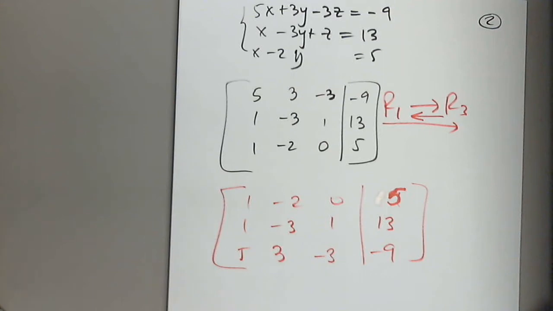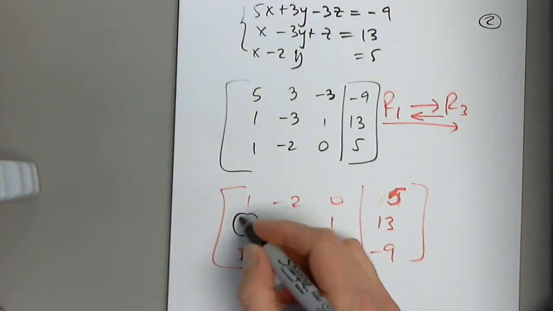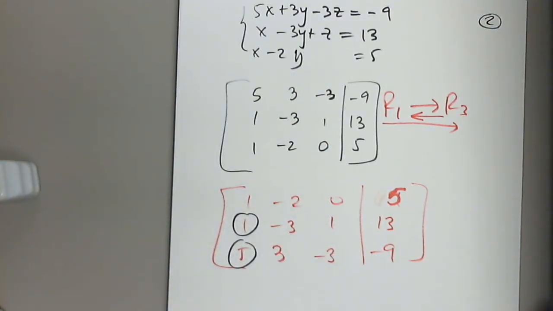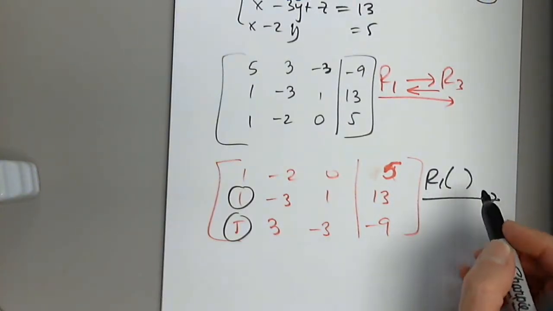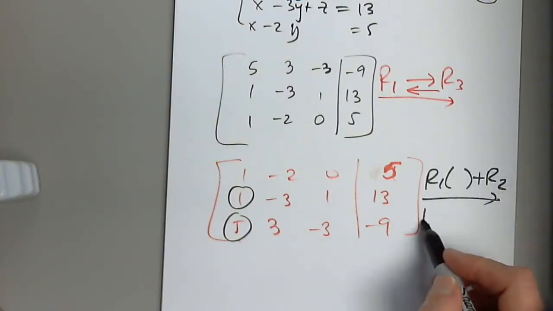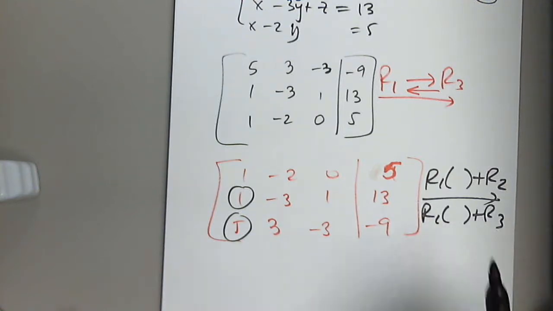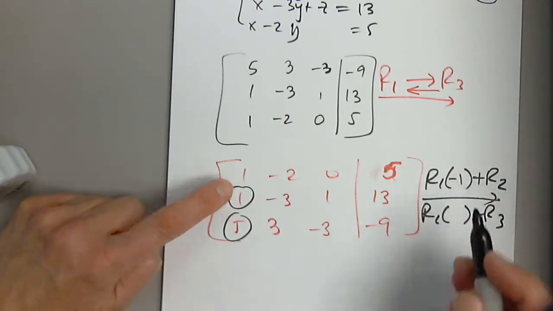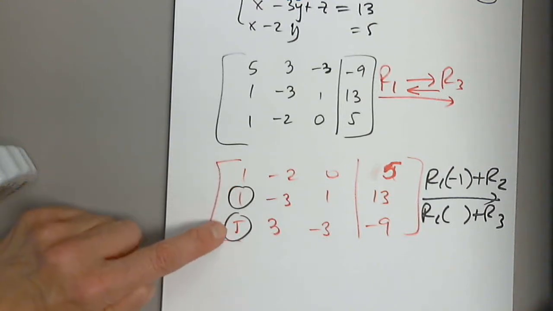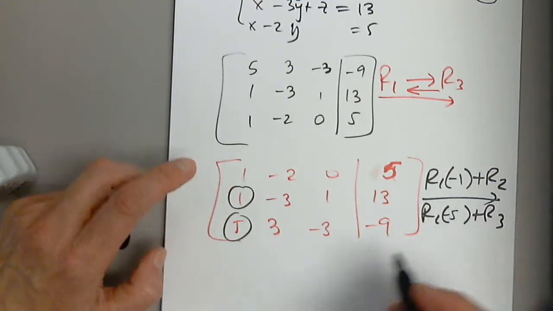And my next step is to establish or form the zeros here. Which row do I have to use? Row 1. Yes, row 1. We multiply it by something and add it to row 2, and row 1 multiplied by something and we add it to row 3. What do we need to multiply row 1 by to eliminate this? Negative 1. Perfect. What do we need to multiply row 1 by to eliminate this? Negative 5. Awesome.